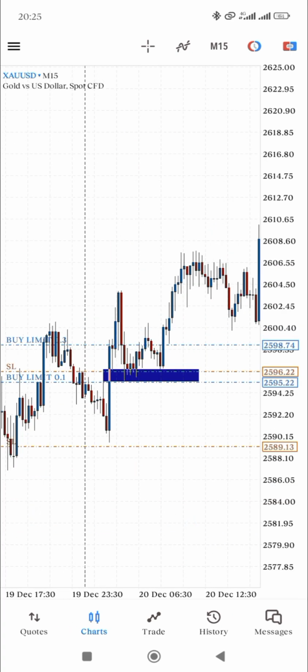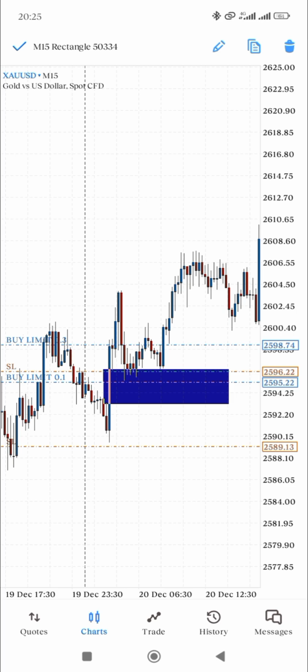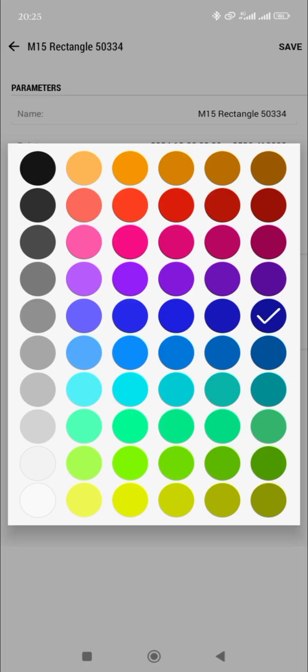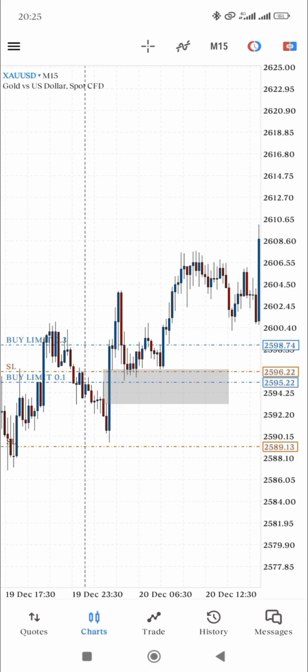So as we all can see, oh wait, that's not the fair value gap. The fair value gap is bigger than that. Yes, that's the fair value gap. And let's make the color lighter, right? Beautiful. So now we have that fair value gap on the 15-minute time frame.